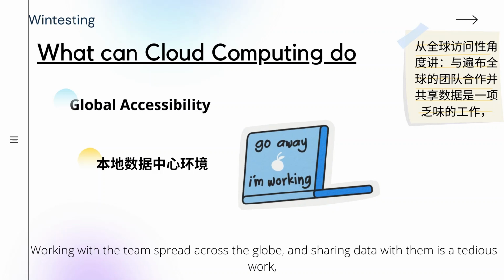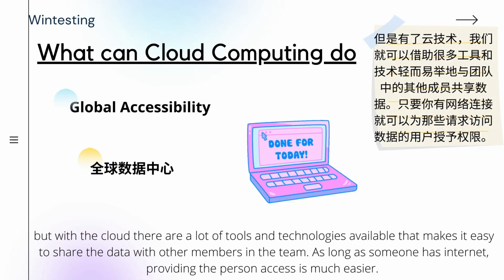When a team is spread across the globe, sharing data with them is tedious work. But with the cloud, there are a lot of tools and technologies available that make it easy to share the data with other members in the team. As long as someone has internet, providing the person access is much easier.